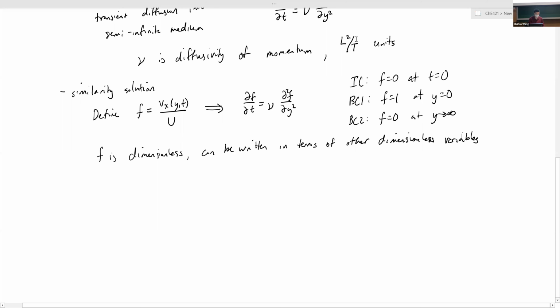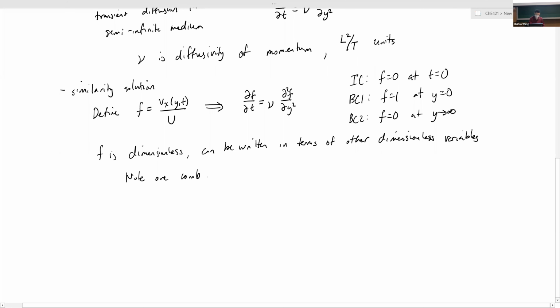And so perhaps what we'll note is that one combination of y, t, and nu has no units. That combination looks like this: y squared over nu t. These units all exactly cancel each other out. This nu here has units of length squared over time. That length squared cancels with this length squared, and the time cancels with this time.